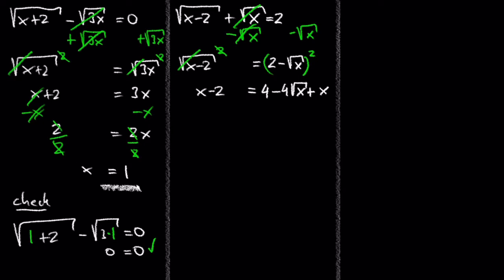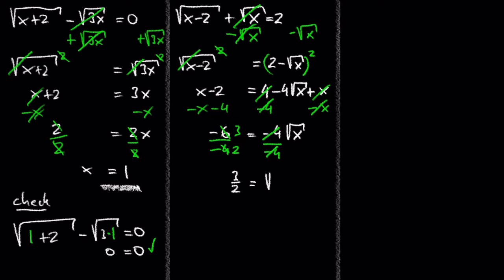Now we have to isolate the other root. So subtracting 4 and subtracting x from both sides leads us to negative 6 equals negative 4 times the square root of x. And after dividing by negative 4, we get 3 over 2 equals the square root of x. And squaring on both sides leads us to x equals 9 over 4.